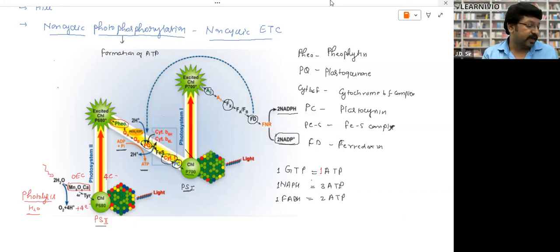The most frequently asked question is to draw the Z-scheme diagram of non-cyclic photophosphorylation. Photosystem second. Difference between dark and light reaction. These are the question forms. You will encounter these questions in your school exam.